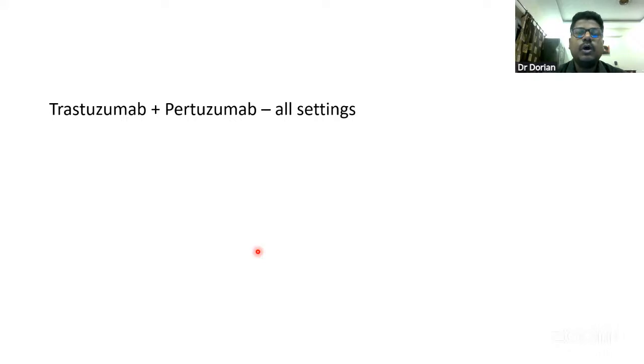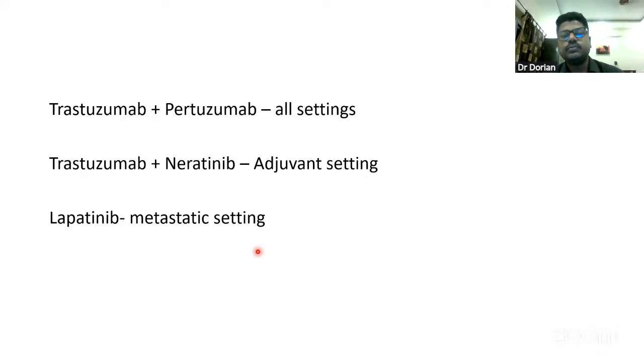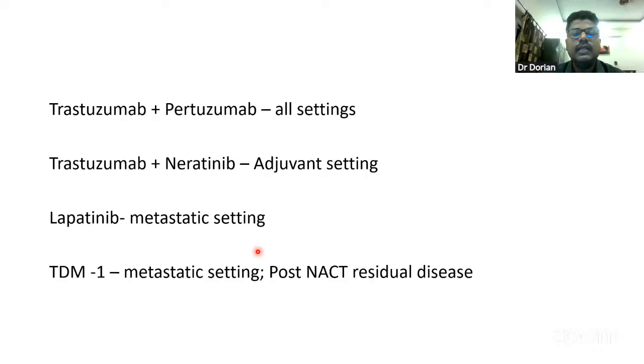Trastuzumab plus pertuzumab combination, the drug is called Phesgo, is approved in all settings, neoadjuvant, adjuvant, and metastatic. Trastuzumab plus neratinib. Neratinib is another HER2 targeting drug. It is not given in books what is the mechanism, so you need not know. It is just given that it is approved in adjuvant setting. Lapatinib, EGFR plus HER2 blockade, is approved in metastatic setting. TDM1, that is adotrastuzumab emtansine, is approved in the metastatic setting and in post-neoadjuvant chemo residual disease.